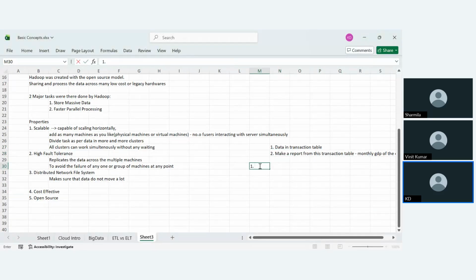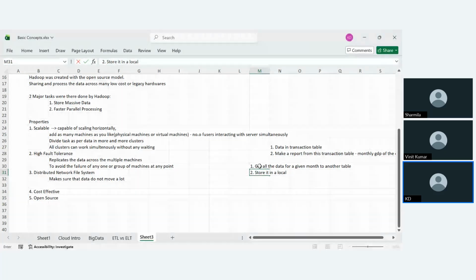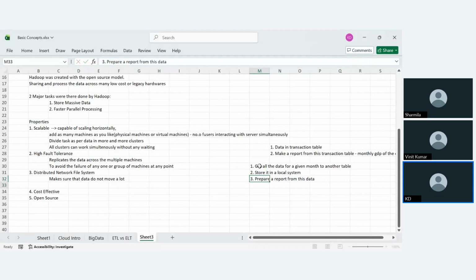So one way is to get all the data for a given month into another table, then store it in a local system, then prepare a report from this data, and finally present this. Okay, so this is one way.